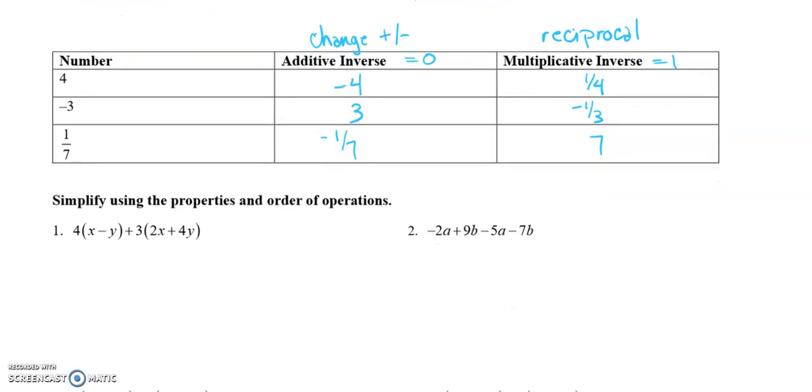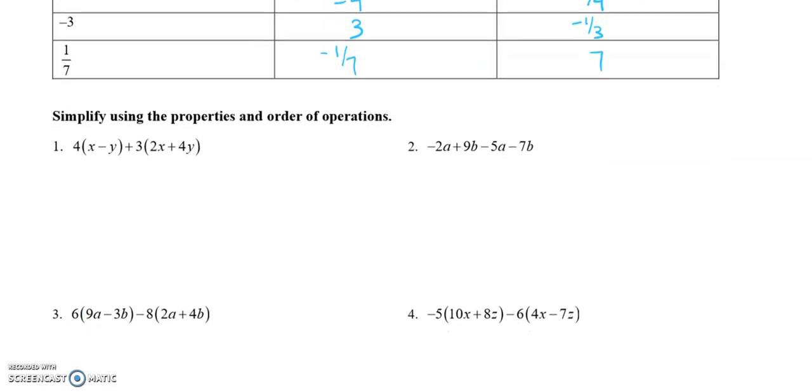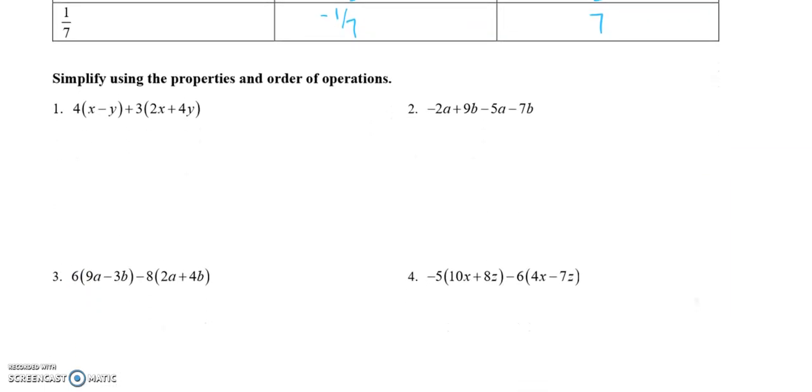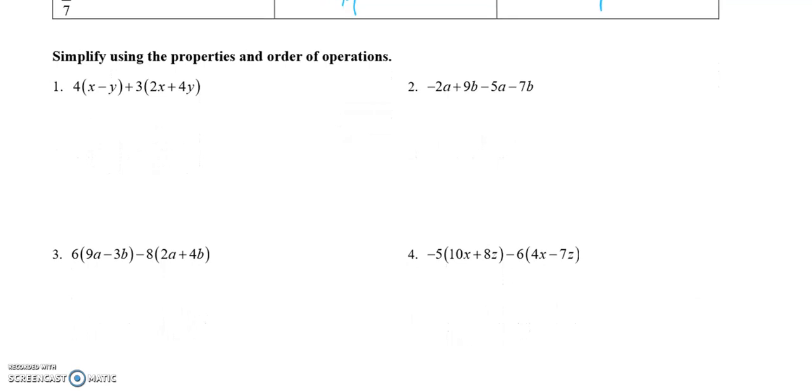And lastly, using some properties to simplify, and also using our order of operations. Please excuse my dear Aunt Sally. We've heard that numerous times throughout our educational careers. What would we do on the first one? We would distribute the 4. So that'll give us 4x minus 4y. We're going to distribute the 3, plus 6x plus 12y.